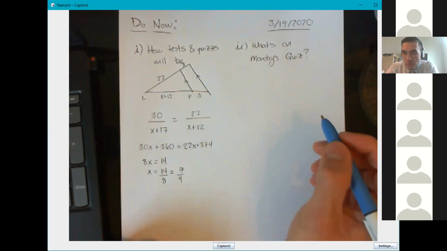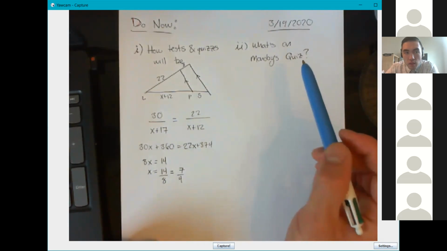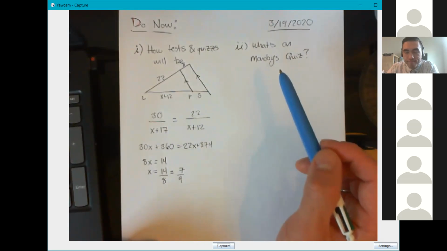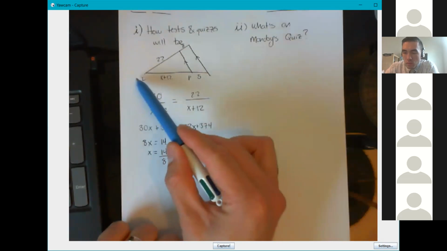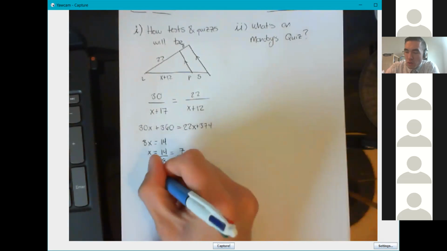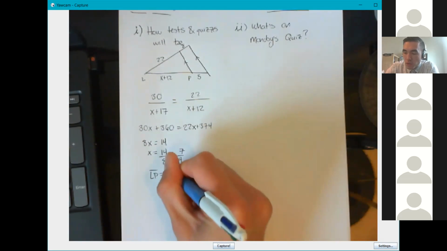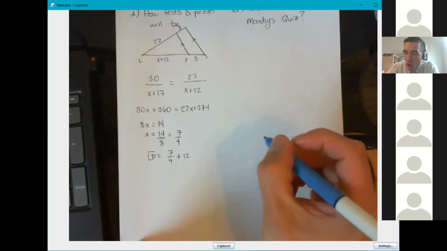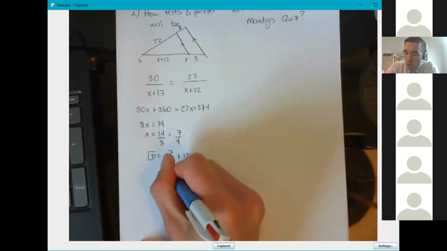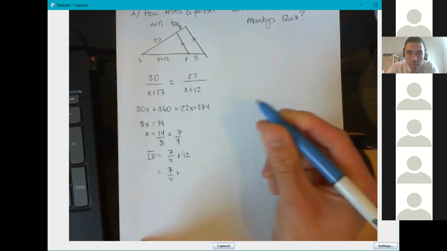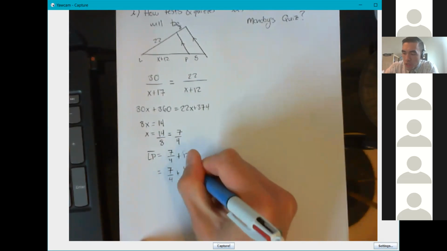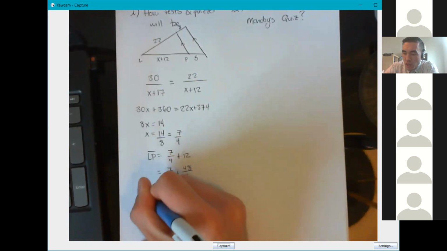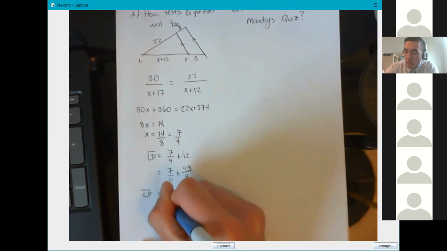So got to keep in mind, the question wasn't just, hey, what is x? What was the question? What is the measure of LP? What is the total measure of LP? So LP's total measure has to be equal to 7 over 4 plus 12. And if you took this and simplified it into a fraction, great. Let's go ahead and do that together. This will be equal to 7 over 4 plus, what's 12 times 4? 48. 48 over 4. And then 7 plus 48 is 55. So the answer to what is the length LP, that's equal to 55 over 4.